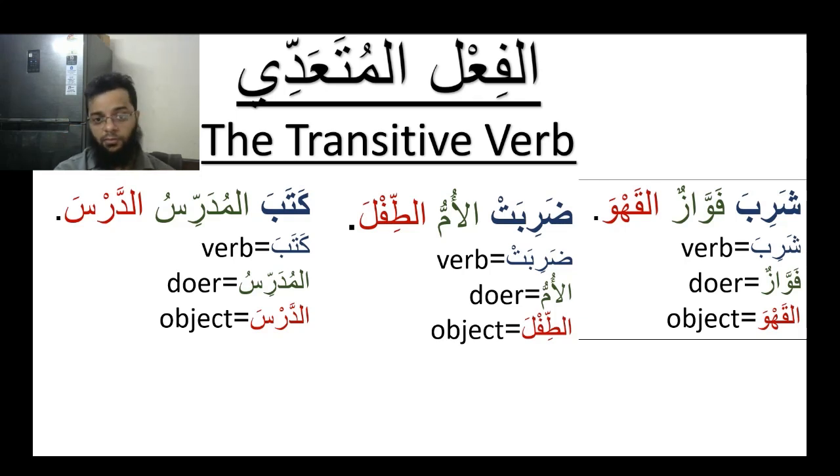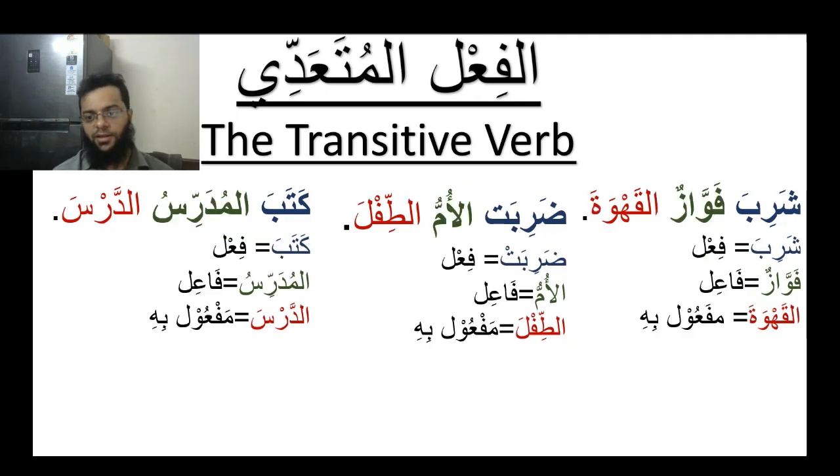Okay, now for example here zarabat al-ummu, the mother beat. So automatically a question arrives, whom did she beat? Okay, so the answer is the boy, the child. Okay, I think there was a mistake in my previous slide. Okay, now here shariba Fawazun al-qahwa, Fawaz drank. Okay, if I were to just say Fawaz drank, then automatically a question arrives, what did he drink? Okay, either you know it already or you don't, but you need an object to complete the sentence. So Fawaz drank coffee. Okay, so the general rule is the question of who or what.